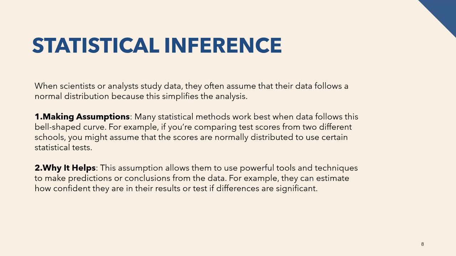Many statistical methods work best when the data follows this bell-shaped curve. For example, if you're comparing test scores from two different schools, you might assume that those scores are normally distributed. What I have noticed is if you're using test scores from different schools, but they use a different scale, maybe they're using a 4-point scale or a 5-point scale, that's where it gets more complicated, and using a z-score would be helpful. So why it helps. The assumption allows them to use powerful tools and techniques to make predictions or conclusions from the data. For example, they can estimate how confident they are in their results or test if differences are significant.